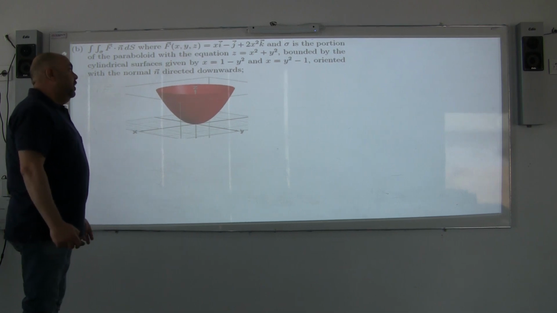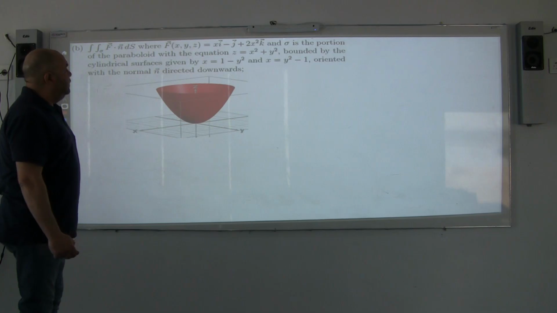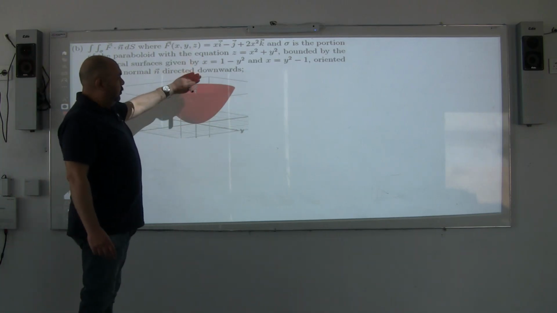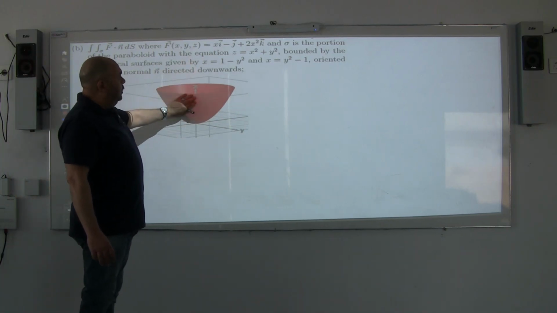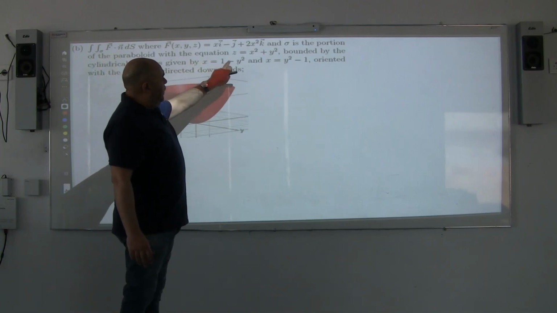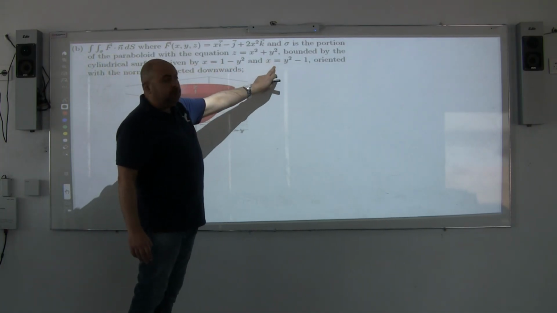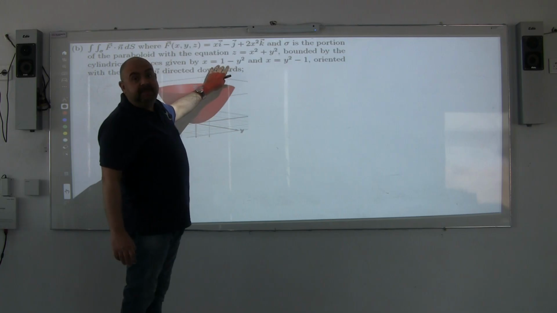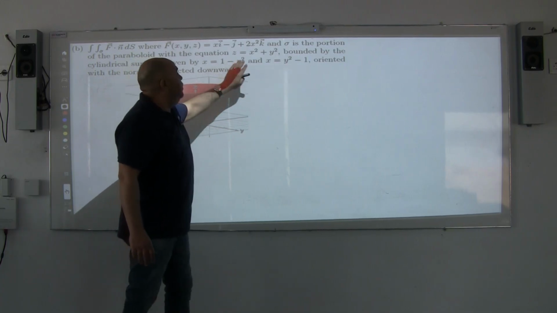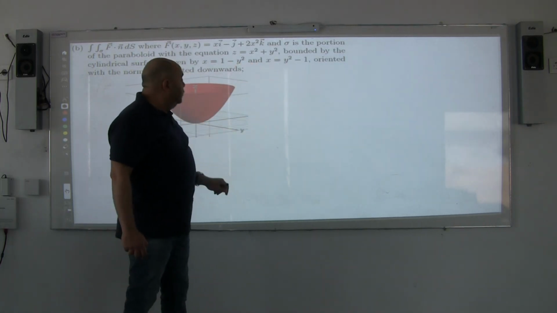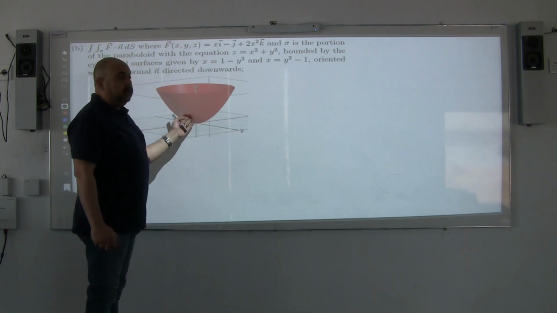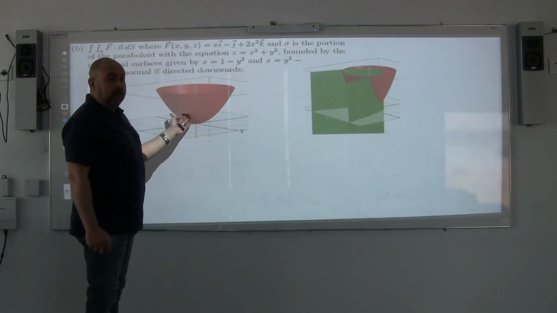And this is really very nice, because he is giving you the intersection for the region between a paraboloid and x equal to 1 minus y squared, and x equal to y squared minus 1. That's a part of a parabolic cylinder, and that's another part of a parabolic cylinder. So that's the paraboloid that we are talking about. z is equal to x squared plus y squared.